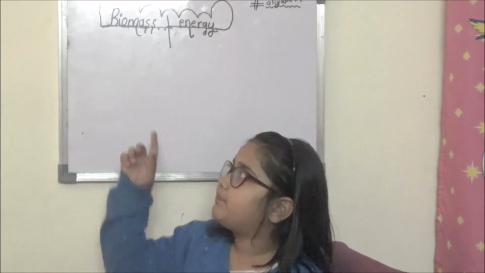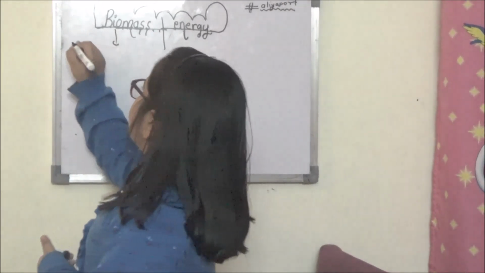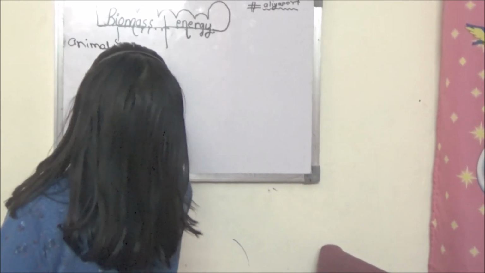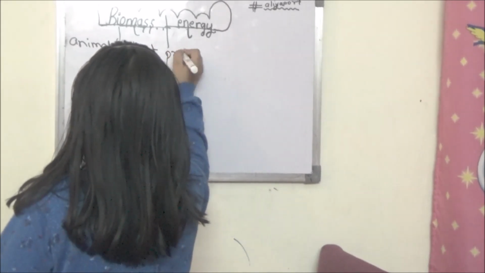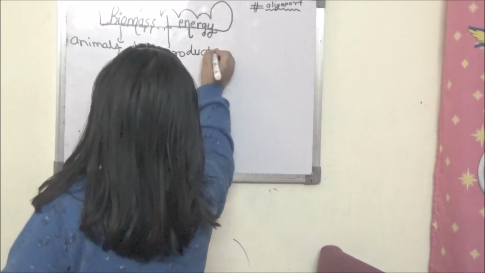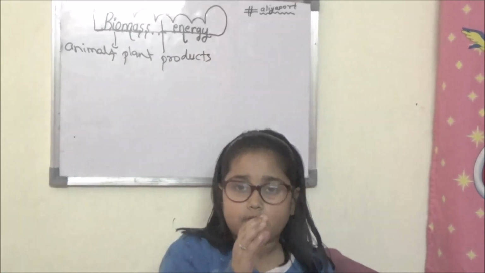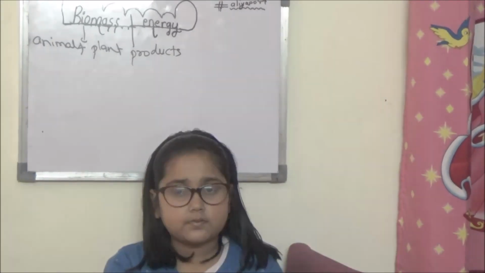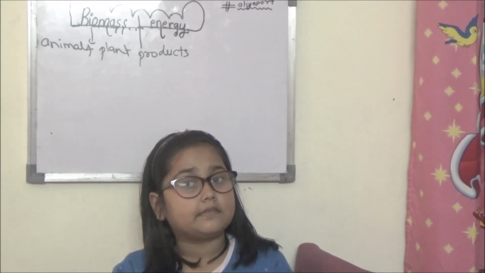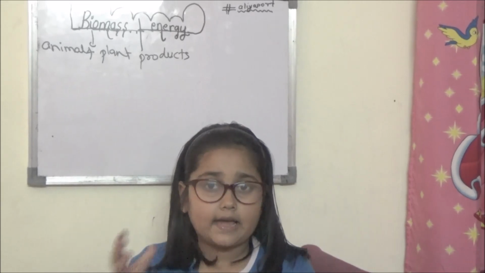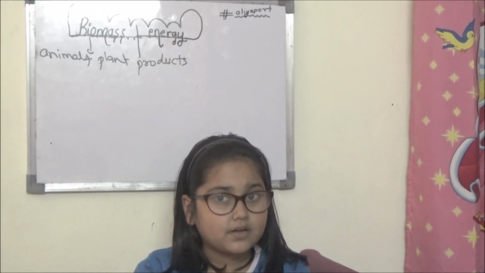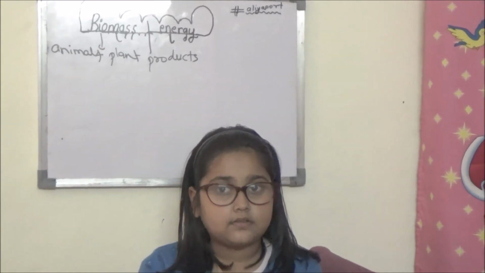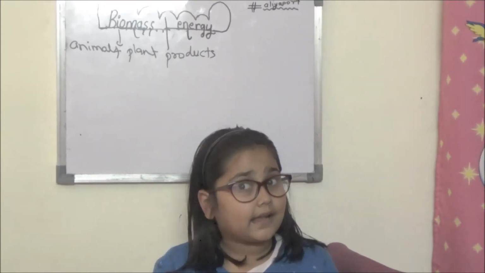Now let's talk about biomass. What is biomass? Animal and plant products. Like we can say that it is the waste material from living organisms or the decomposed material from dead organisms. So there are some examples of biomass, like wood, cow dung cakes, agricultural wastes, crop residue, etc.